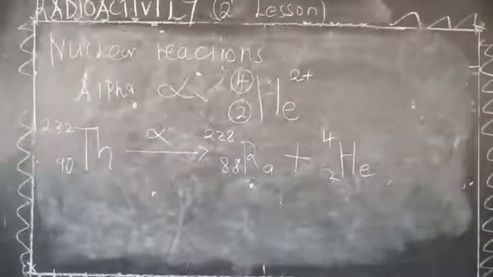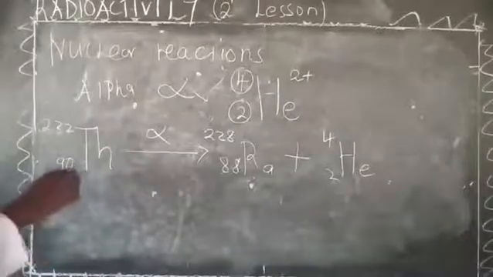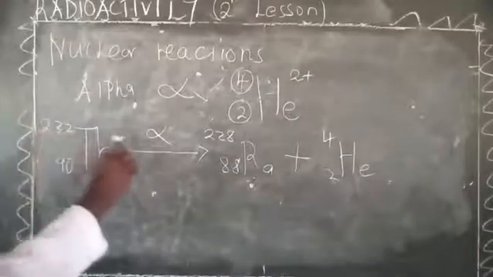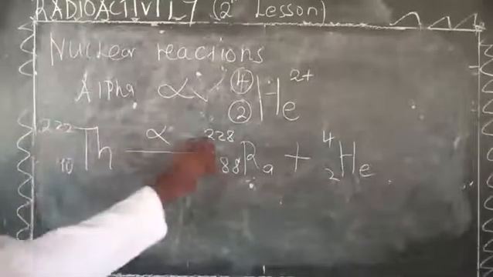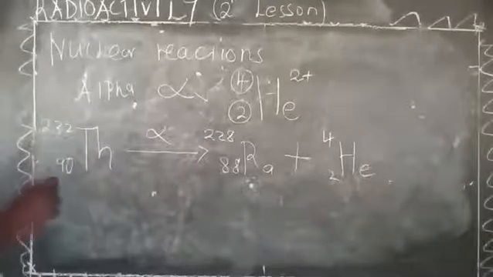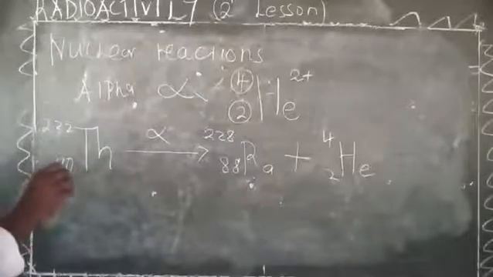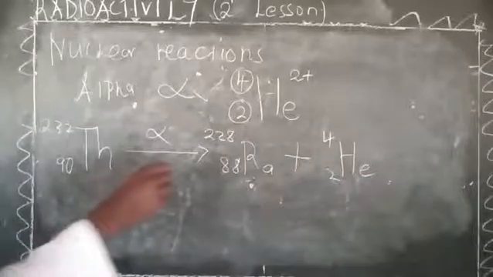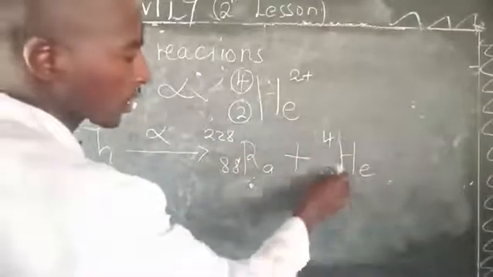It is important to note that when an alpha decay has happened, thorium with a mass number of 232, its mass number has decreased by 4 to give us 228. 232 minus 228, you get 4, while the atomic number has decreased from 90 to 88. That's a difference of 2. The 4 is what we have here, and the 2 is what we have here.